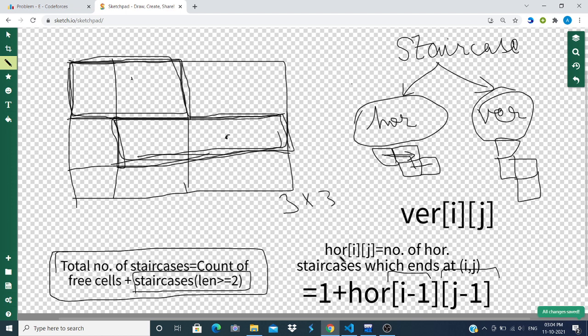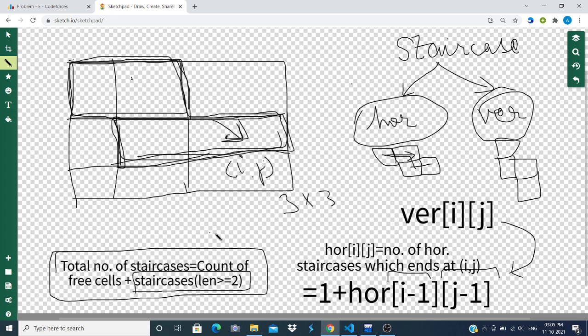So obviously horizontal of ij will be equal to this thing, 1 plus, because if I want to know the number of staircases which end at this cell, let's say this is my i and j, then this will be equal to 1 plus horizontal of this one, i minus 1, j minus 1. Similarly, vertical of ij can also be defined in a similar fashion, and there is no issue in that, okay?